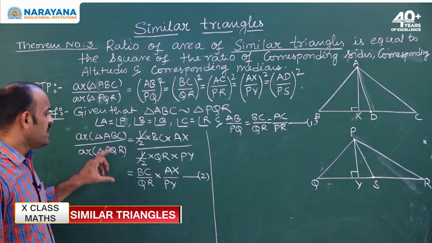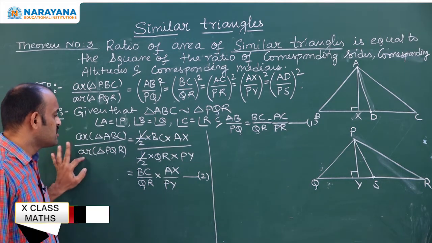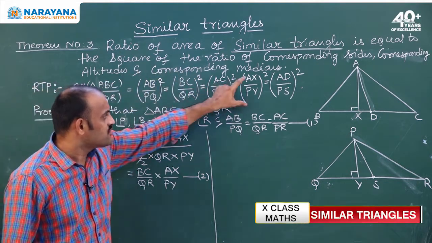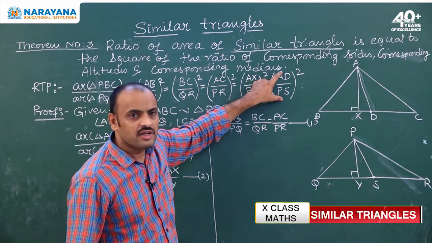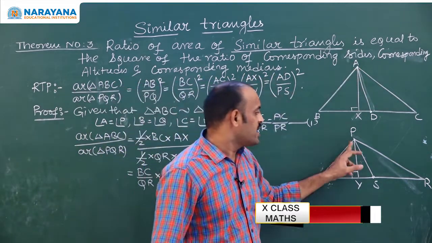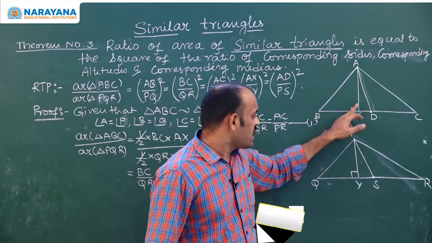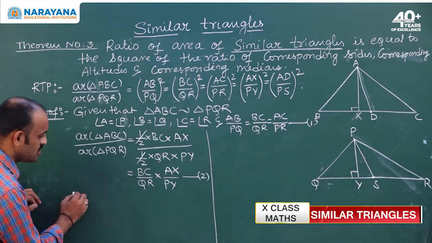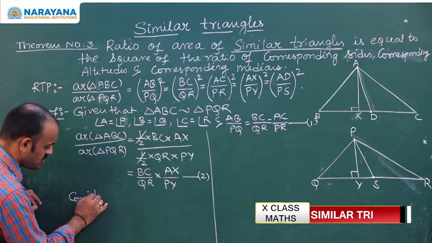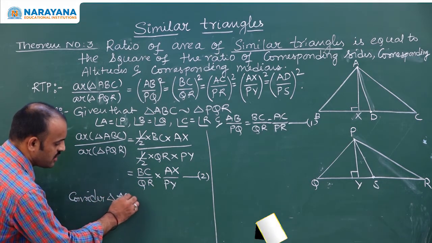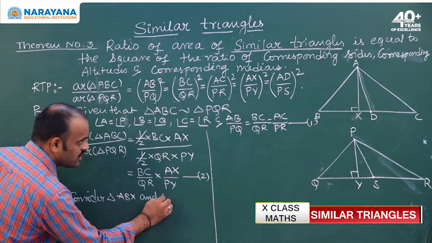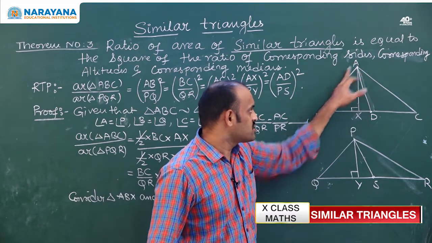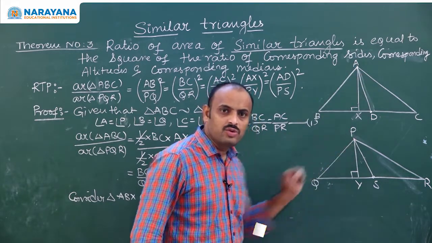Now, I need to prove the ratio of their areas is equal to the square of the ratio of the corresponding sides, the square of the ratio of the corresponding altitudes, and the square of the ratio of the corresponding medians. Here AD and PS are medians, AX and PY are altitudes. Now, consider triangle ABX and triangle PQY.